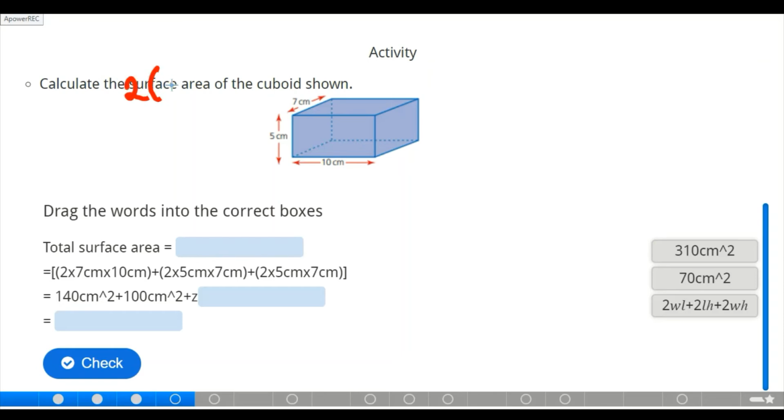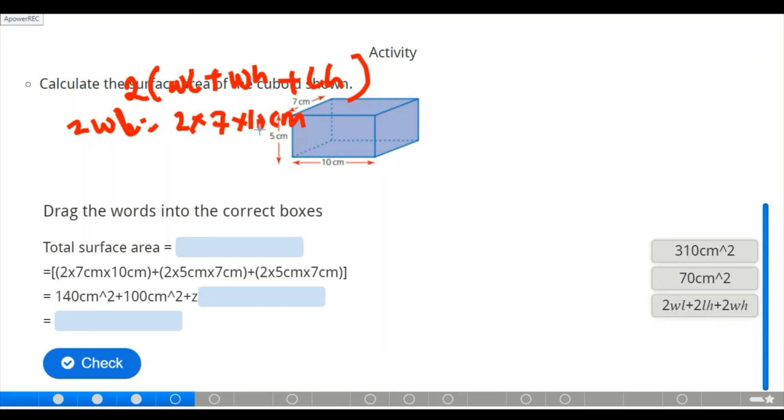2 into bracket WL plus WH, okay, WH plus LH. That's the formula for calculating the total surface area of the cuboid. So if we have that, then we're going to be multiplying by each other. The first one, let's pick 2WL. 2WL is going to be 2 times 7 times 10. So 7 multiplied by 10 centimeters.